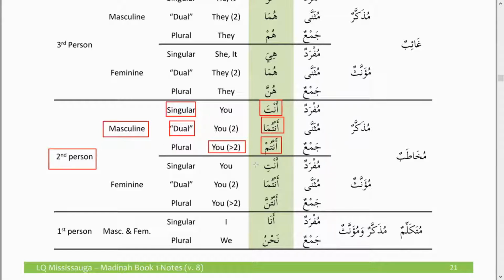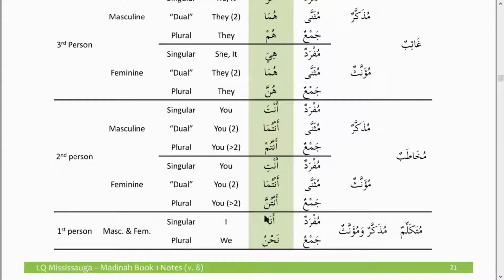So anta, antuma, antum. And then feminine again. Instead of anta, you'll say anti. Anti, antuma. Antuma is the same for both of them. You both. We look at the sentence and the construction of the sentence and the context. Is antuma male or female? And antunna is you all again. I hope you understand it. Antum is you all for masculine, and antunna is you all for feminine.